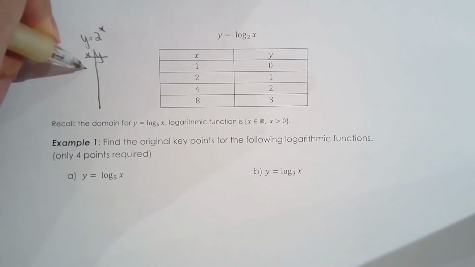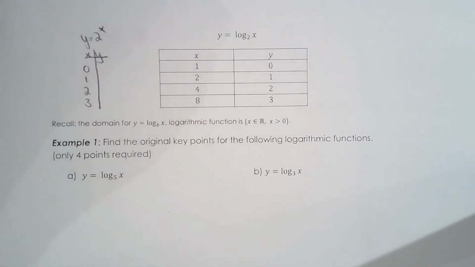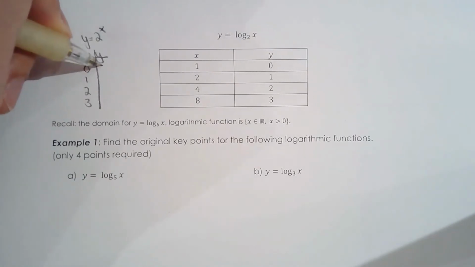So let's do 0, 1, 2, 3. And then 2 to the 0 is 1.